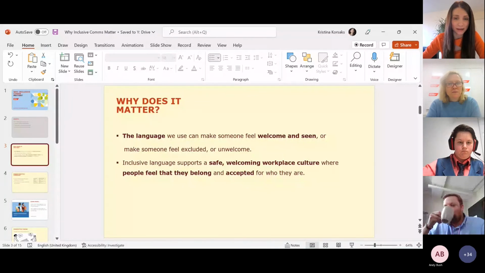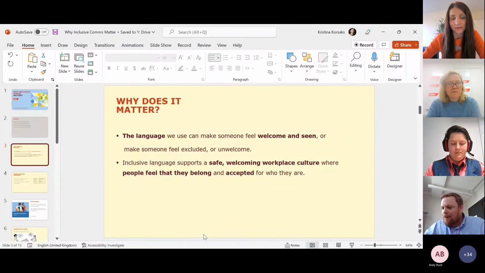Okay, so let's go back to where we just stopped. Why does it matter? The inclusive language supports a safe and welcoming workplace culture where people feel that they belong and are accepted for who they are. And here I want to just provide a very quick example.